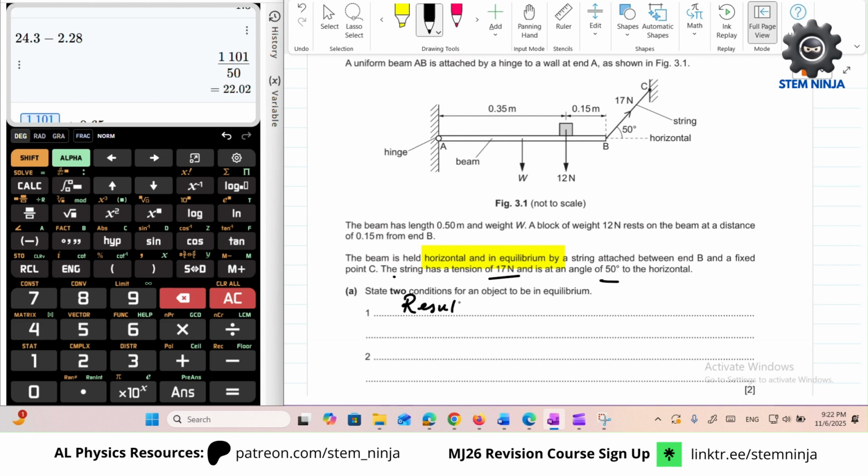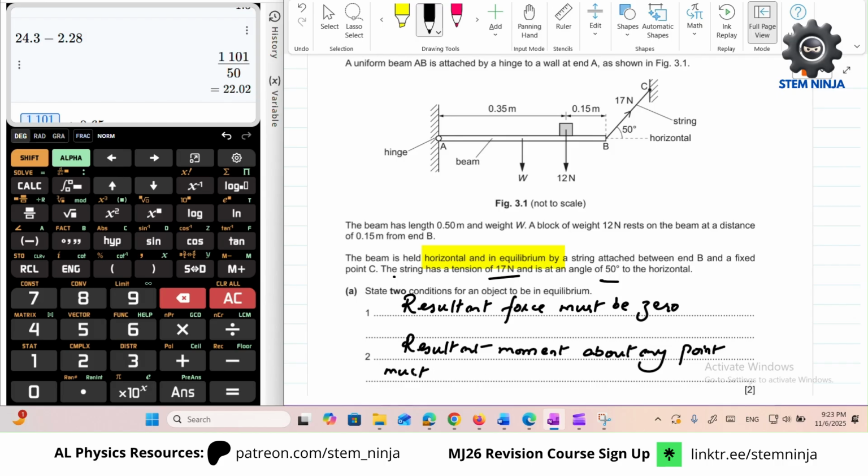So the resultant force must be 0, and the resultant moment about any point must be 0. You can also say the resultant force must be 0 in any direction.